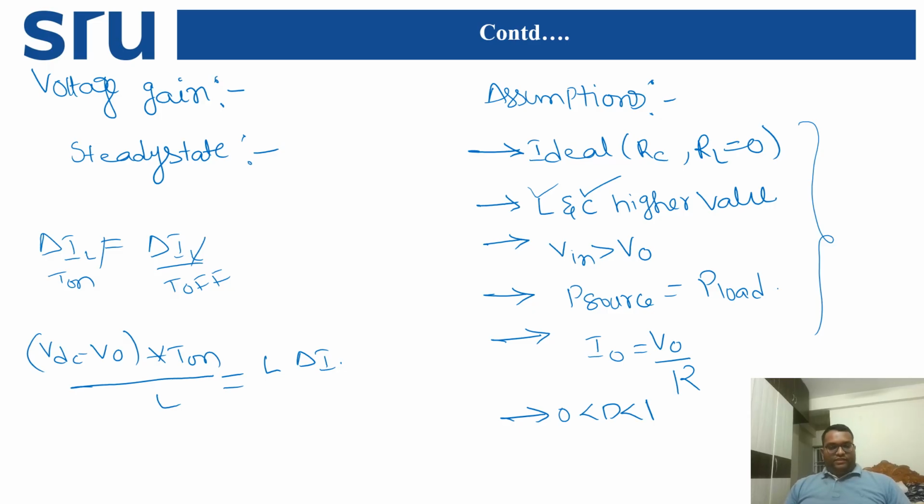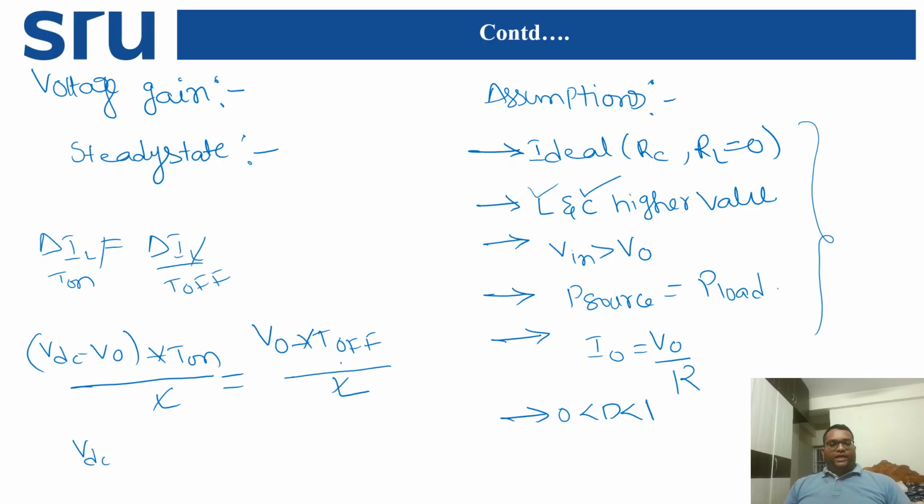I'll erase it. Then after that we go for the delta IL formula. So under switch off condition, what is the delta IL? Delta IL is nothing but V naught into T off divided by L. So equating on both sides, L is going to get cancelled.